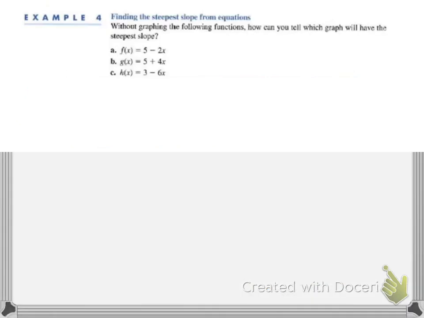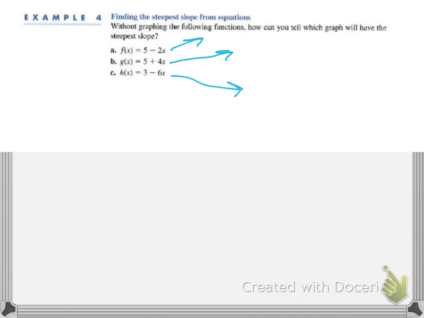Okay, here in example 4, they say finding the steepest slope from equations. So remember, it's the magnitude. The overall steepest is going to be the one that has a slope of -6. It's steep in a negative direction. Then 4 will have the next degree of steepness, but it's steep in a positive direction. Then you'll have -2. That will not be as steep in terms of absolute magnitude as either of those. So it's going to be negative, but not as steeply negative as the -6.